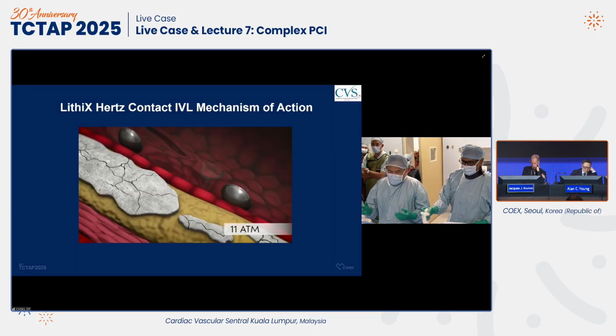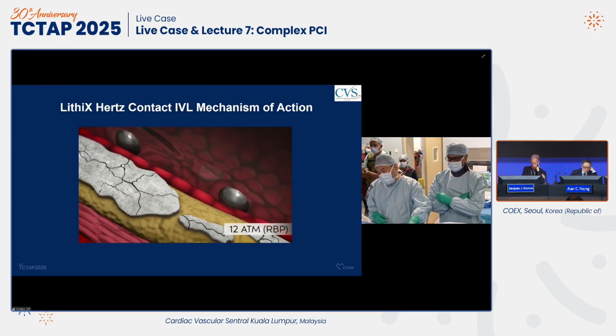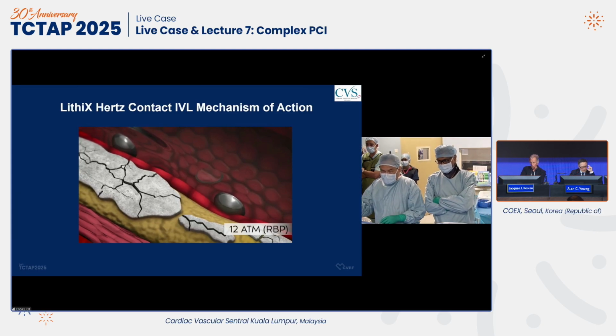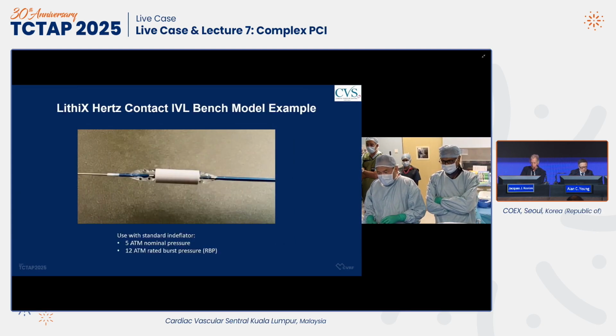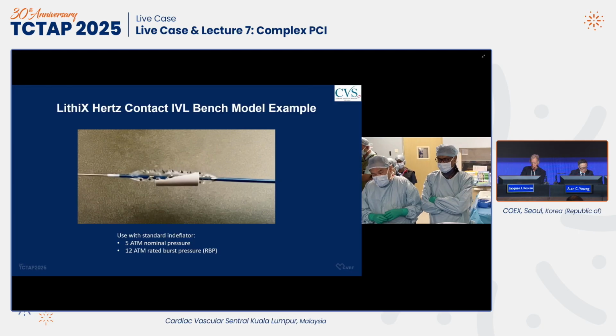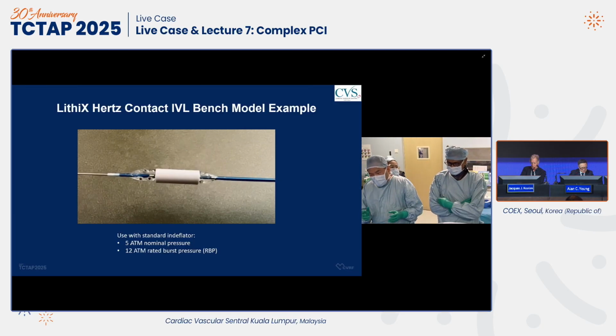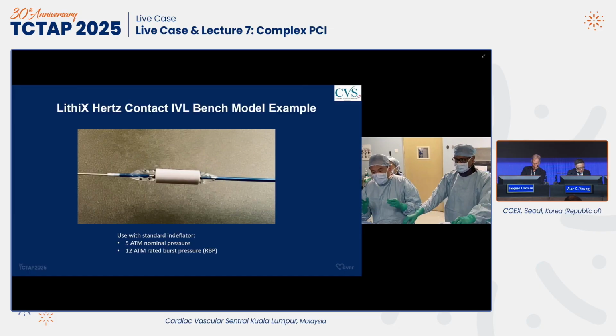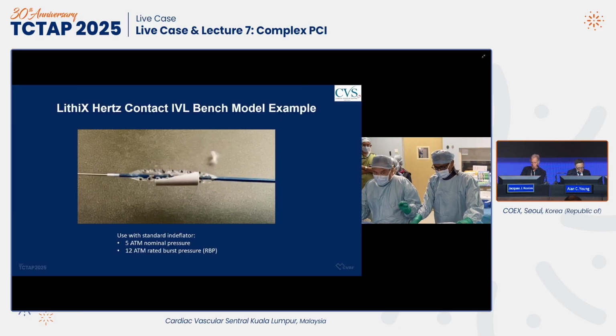So it's been suggested not to go more than 12. That's how it works in cracking calcium. Next. And this is just again to show that it works best in concentric calcification, but it does also work in eccentric and even in the calcium nodules, where at nominal pressure and at 2 atmospheres, you can have the calcium being fractured. So that's the concept.